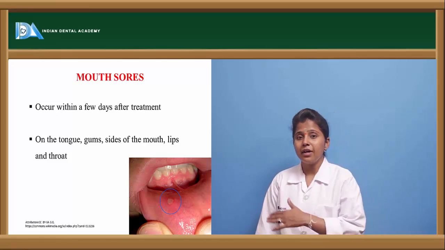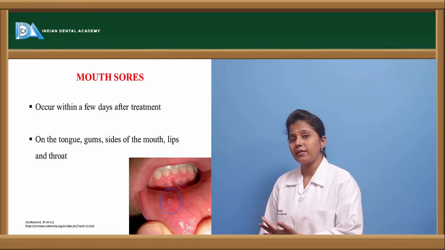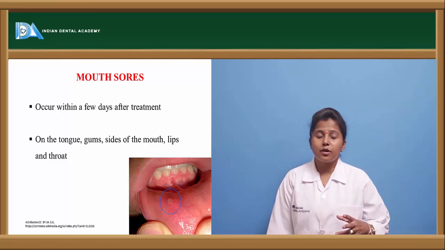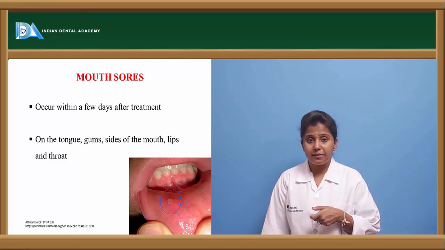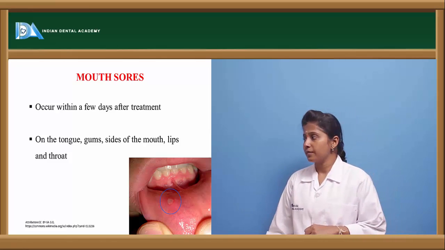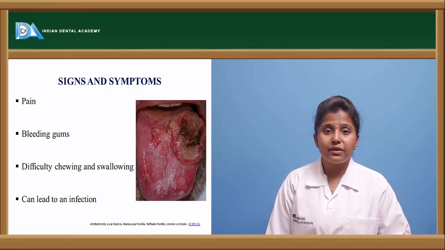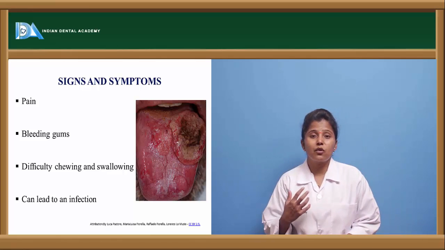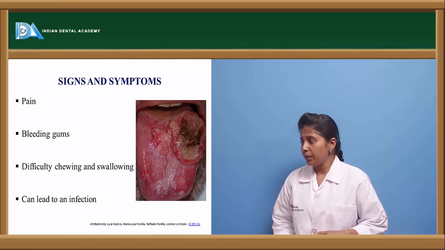A few persons will have these mouth sores within 10 or 15 days, or a few persons may have them after 1 month. So depending upon the patient's condition, these mouth sores can be observed, and they are usually observed on the gums, on the tongue, as well as in the oral cavity, where there will be difficulty in swallowing for the patient. Here we can see the signs and symptoms. There will be pain in the oral cavity, and there will be bleeding gums, and thereby there will be difficulty in swallowing for the patient also.